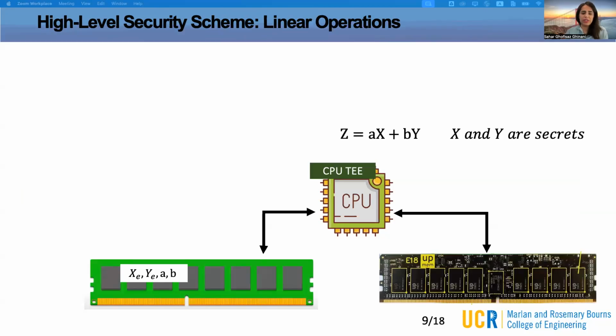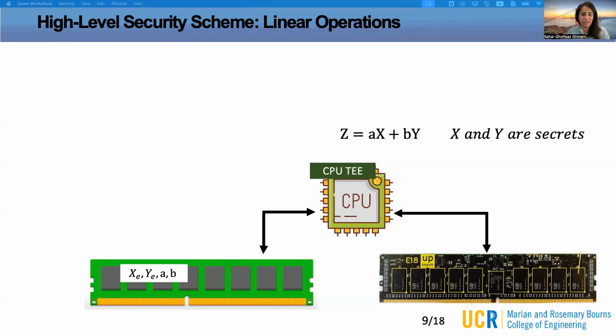Okay, so in our setup, we are considering that the system is equipped with both standard and PIM-enabled memory. And the data by default is present on the standard memory, and it will be transferred to the PIM-enabled memory whenever it is required for the computation. Okay, so given that, let's start with our high-level security scheme.